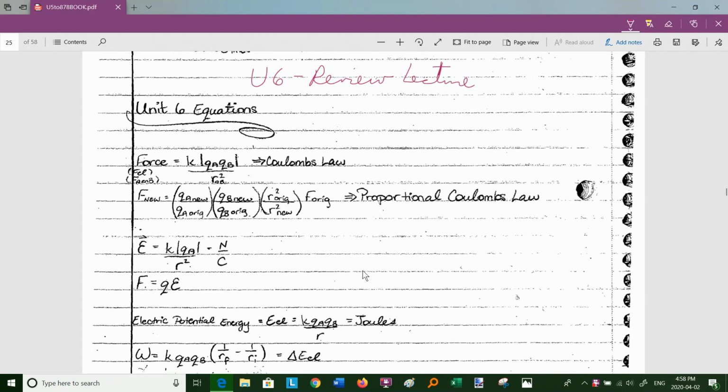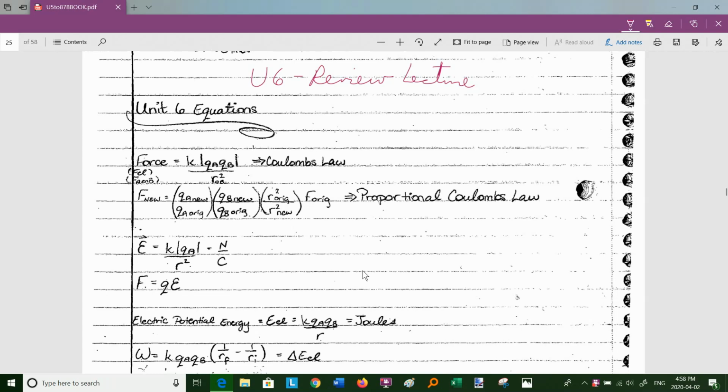It's Physics 40S time with Dr. Carroll, Unit 6, our review lecture. So we're going to review some of the kinds of questions you'll find on our unit test about electrostatics. In our booklet, we are on page 25.